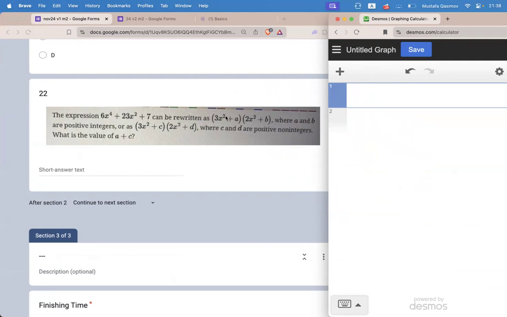Okay, you can see that it's x squared, and x to the power of 4. So let's say x squared.